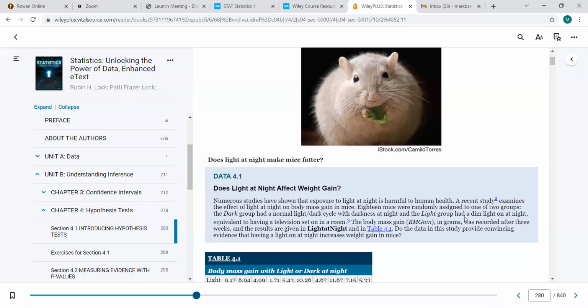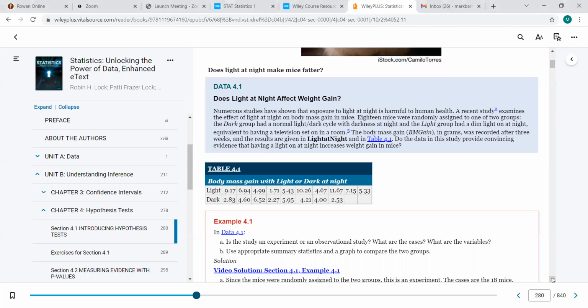Okay. What was being measured is the amount of body mass gained in grams for the mice after 3 weeks of being in these groups. All right, so here's the actual sample data that was done from the 18 mice. Here are the two groups. There's the light group and the dark group, and these numbers represent body mass gains for these 18 mice in grams.